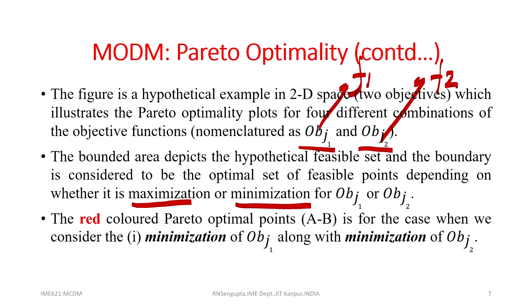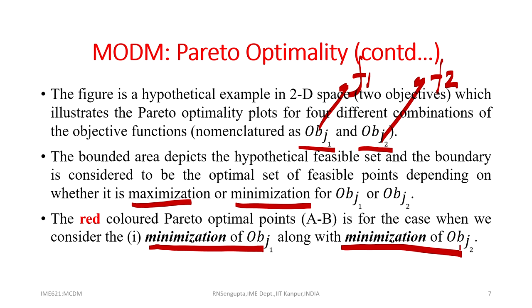That means, we want to minimize. So, the minimization concept and the ideas which I mentioned in the last slides would continue to hold true, but you have to look at the point that you are trying to reduce the value of the functional form, that is F1, F2, F3. Now, in the coming set of diagrams, there are different color combinations which I use in order to make it clear. The red colored would basically be the Pareto optimal points in A, B is for the case when we consider the minimization of objective function 1 along with the minimization of objective function 2.